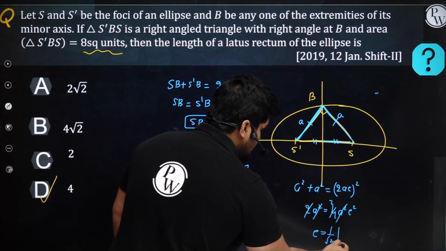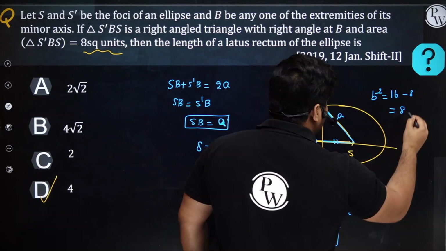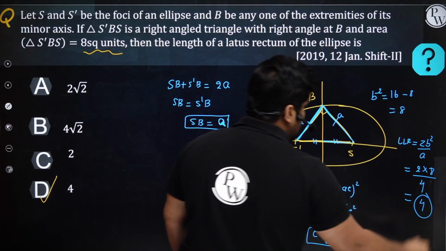Now that we have e, we can find out b also. B square is equal to a square, 16, minus a square e square, so 8, that is 8. So the length of the latus rectum will be equal to 2b square by a. So 2b square is 8, and a is how much? A is 4. So the answer will be 4. That's it. So simple calculation here.